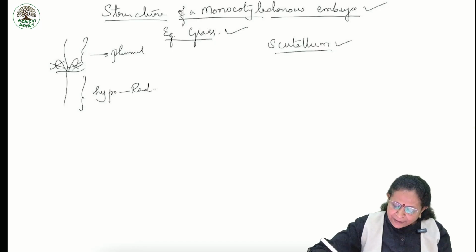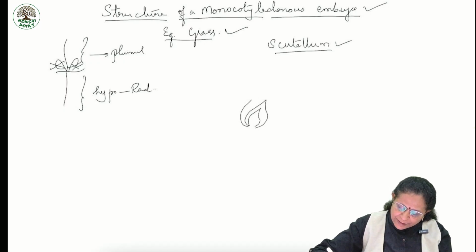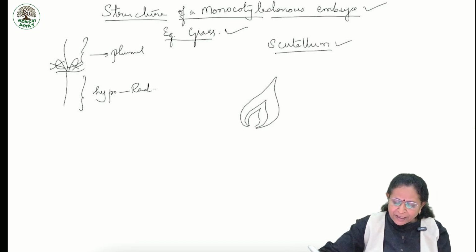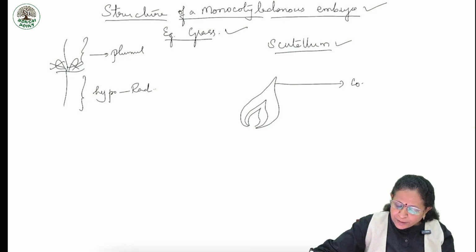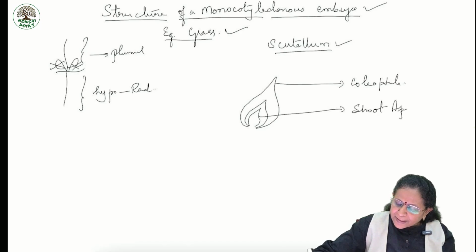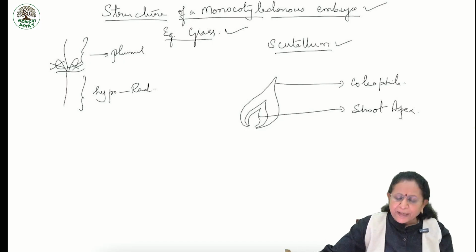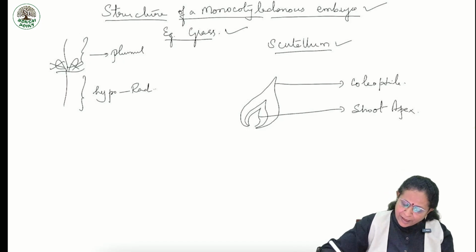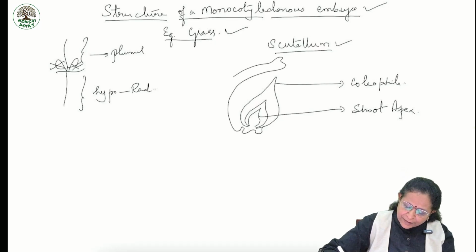This is the diagram that you should remember. See, this is the shoot apex. This shoot apex is protected by an undifferentiated sheath which is called coleoptile. So, what is this now? This is the shoot apex. So, shoot apex is protected or covered by coleoptile. On the other hand, you can just see a single cotyledon. This is the single cotyledon that we see.